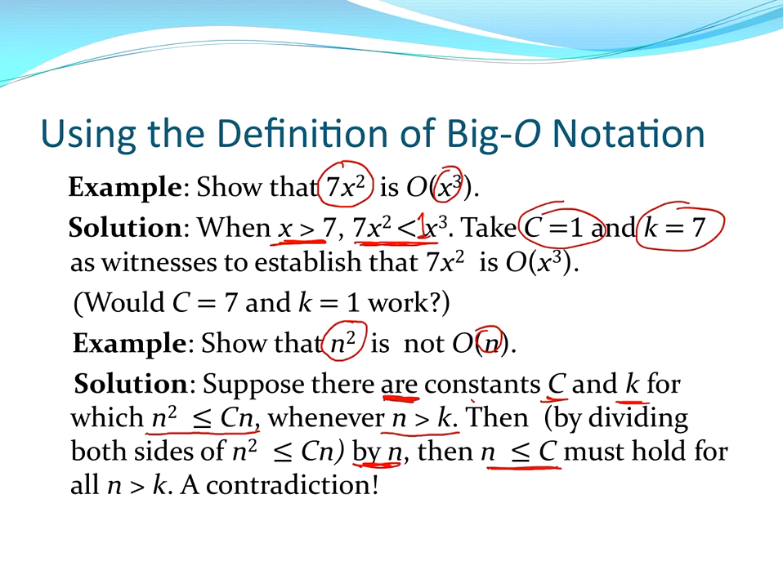But remember, it has to be true for any n greater than k. There cannot be an upper bound on n. So there's a contradiction when we say n has to be less than or equal to c whenever n is any number greater than k. So this is how you can show a function is not big O of another function.